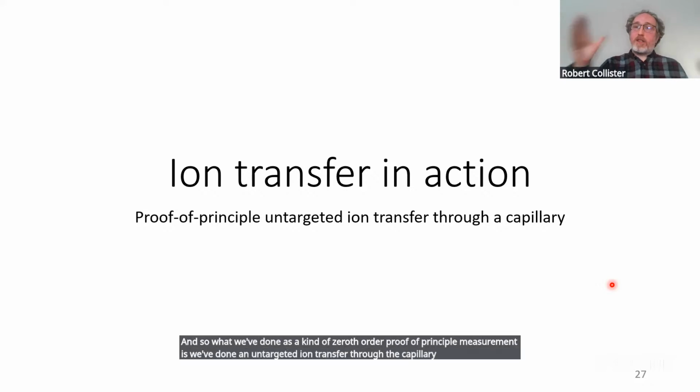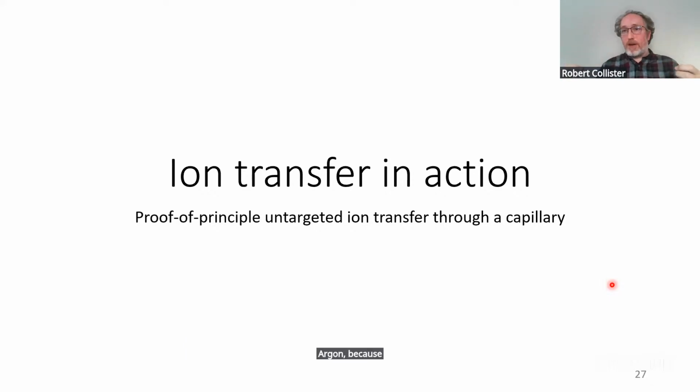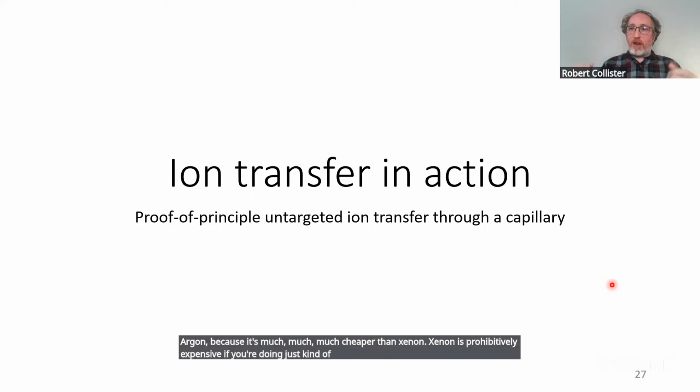So instead of having the TPC and liquid xenon and all that, we've just had the capillary inserted into a chamber where we've got argon and the radon coming from a source, radon 222. Argon because it's much, much, much cheaper than xenon. Xenon is prohibitively expensive if you're doing fast turnaround science, because if you're working with xenon, you need to constantly be recovering all of your xenon before you open the chamber to change anything. And so as you're iterating designs, you don't want to have to be doing that. So we're doing this in argon instead.